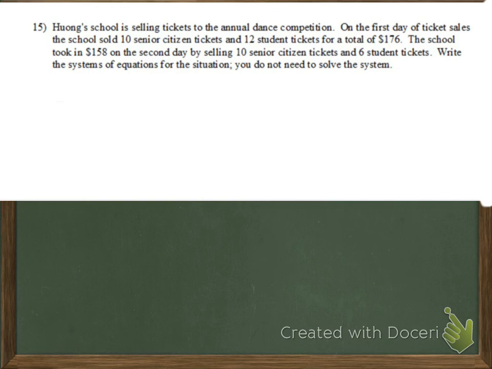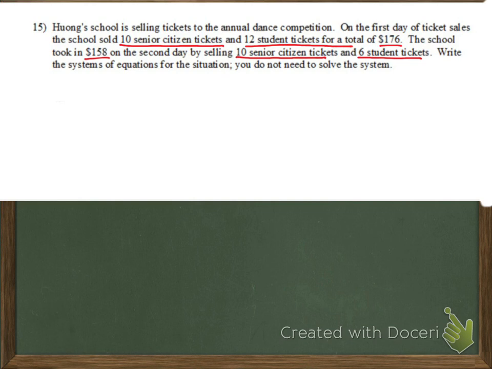All right, number 50. Huang School is selling tickets to the annual dance competition. On the first day of ticket sales, the school sold 10 senior citizen tickets and 12 student tickets for $176. The school took in $158 on the second day by selling 10 senior citizen tickets and 6 student tickets. Write a system of equations. You do not need to solve the system. So all we're doing is writing 2 equations. I see that there's a first day and a second day.